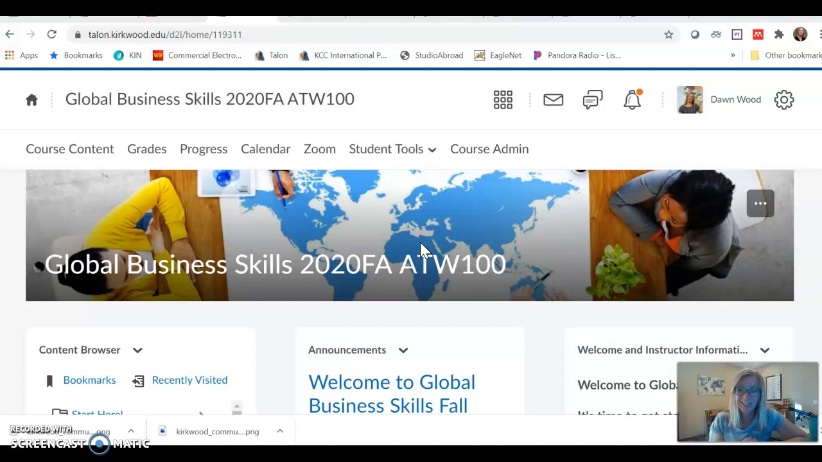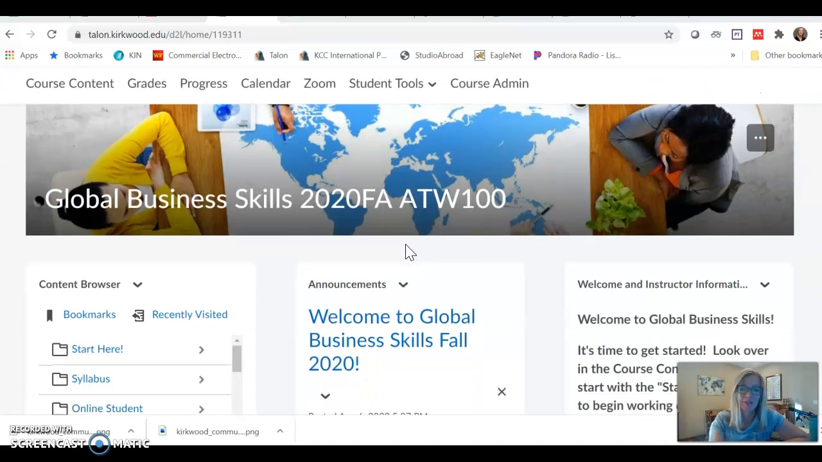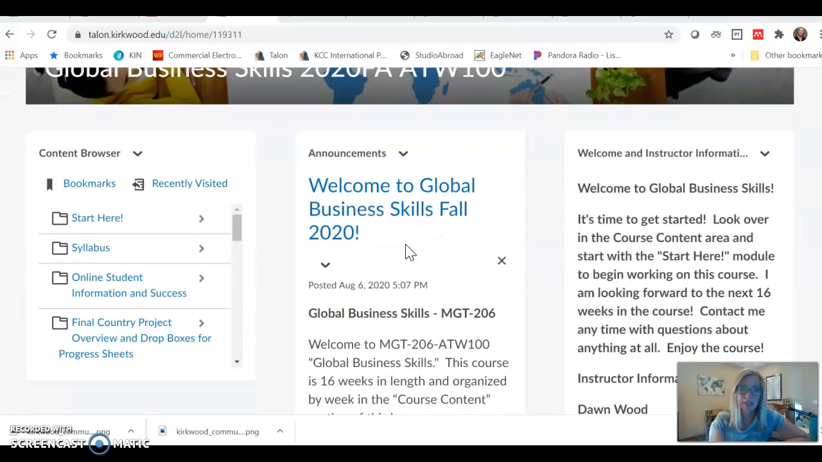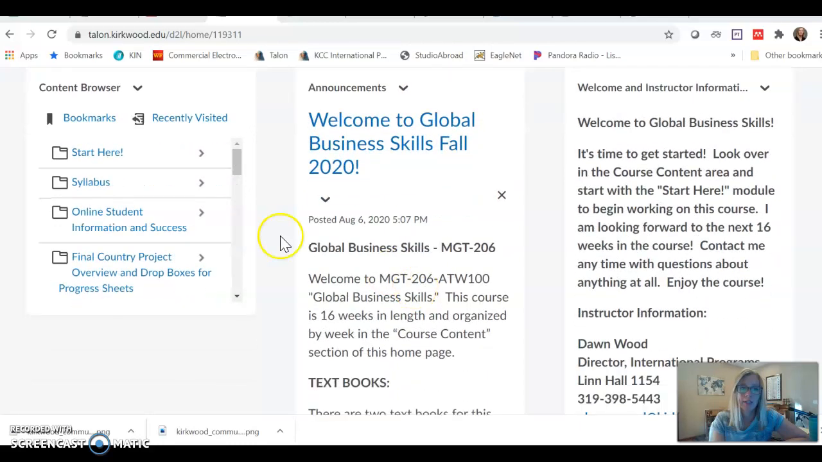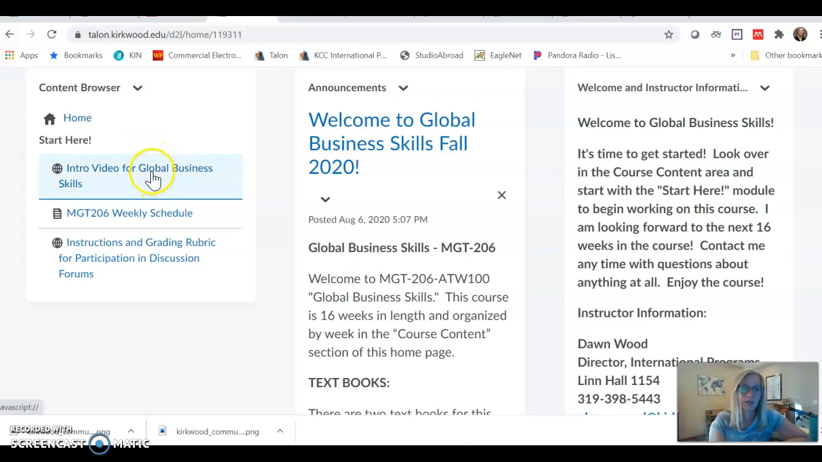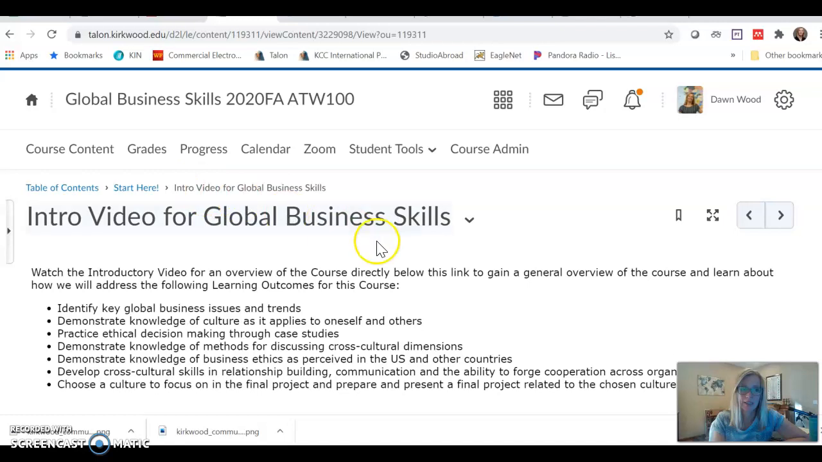Let's go ahead. The next thing I want to do in this overview is look at the course website, which is right here on your screen. The website is organized in terms of announcements right here on the front. And then the course content browser is over here on the left-hand side. The Start Here section is where we are right now, and where you found this intro video. So let's click on that.